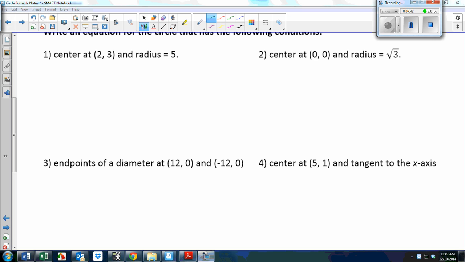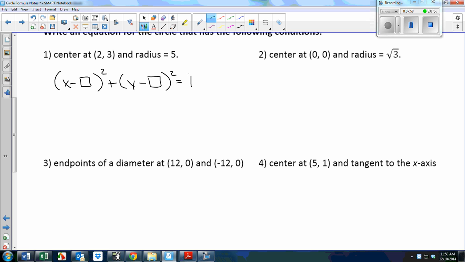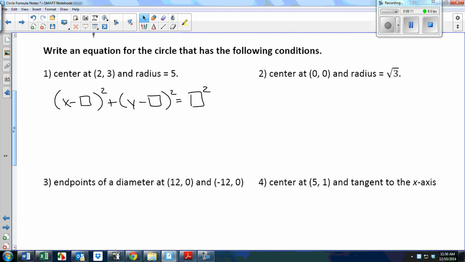One other little disclaimer, every question you can start like this: X minus some number squared plus y minus some number squared equals some number squared. Your question is simple. What's H? What's K? What's R? Now, finding those numbers can be difficult, but that is the question for every one of these. Write an equation, find the H, find the K, find the R.